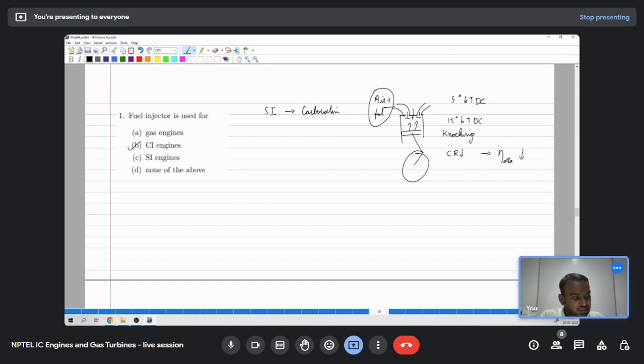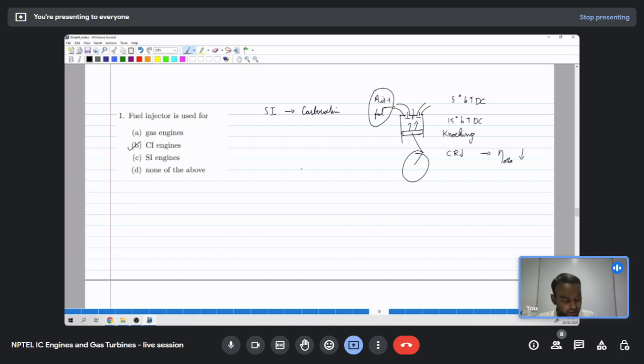So you inject the diesel fuel at around 5 degrees before TDC, like a spark timing, and then the combustion takes place, the gases expand, and then you get the useful work output from the piston. Because of this kind of fuel injection, we are able to achieve more compression ratio, and we are able to achieve more air standard efficiency. So this is the main advantage of having a CI engine when compared to a carbureted SI engine.